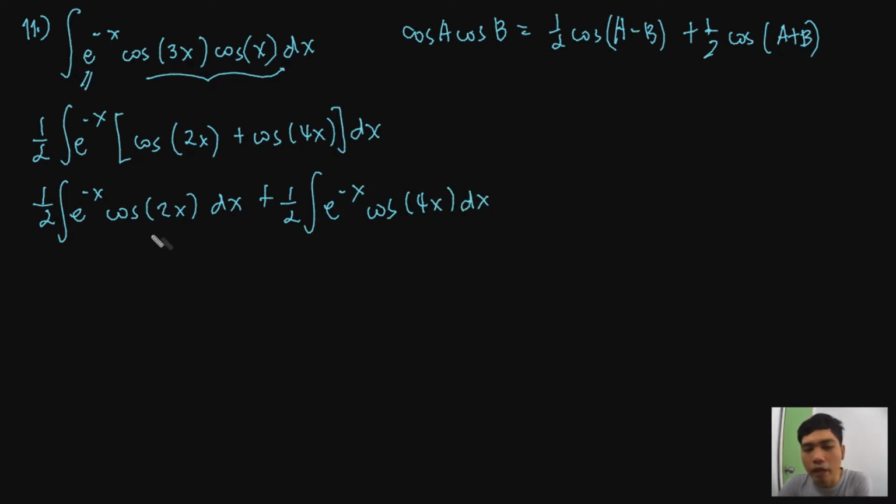Okay? Now, to deal with each expression, we'll be using integration by parts, pero hindi natin kayang gawin yung isang uv minus the integral of v du lang. Kasi, if we look at this e raised to negative x as well as cosine 2x, kahit anong differentiate natin dito, hindi ito matatapos, di ba? As well as this one, kahit anong differentiate, hindi rin matatapos.